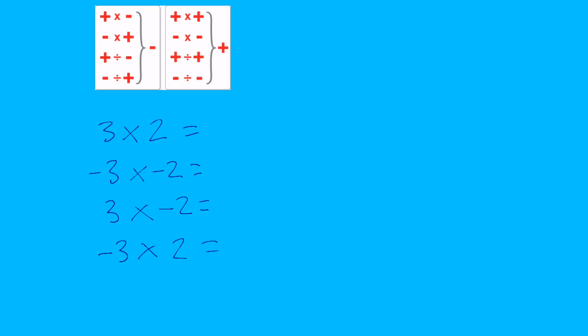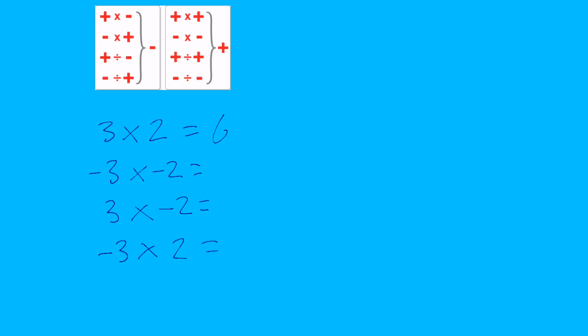However, like adding and subtracting negative numbers, if you have two unlike terms, it becomes a negative. And if you have two like terms, it becomes a positive. So let's have a look at these questions. So we have a positive 3 times a positive 2. So that will give me a positive 6.